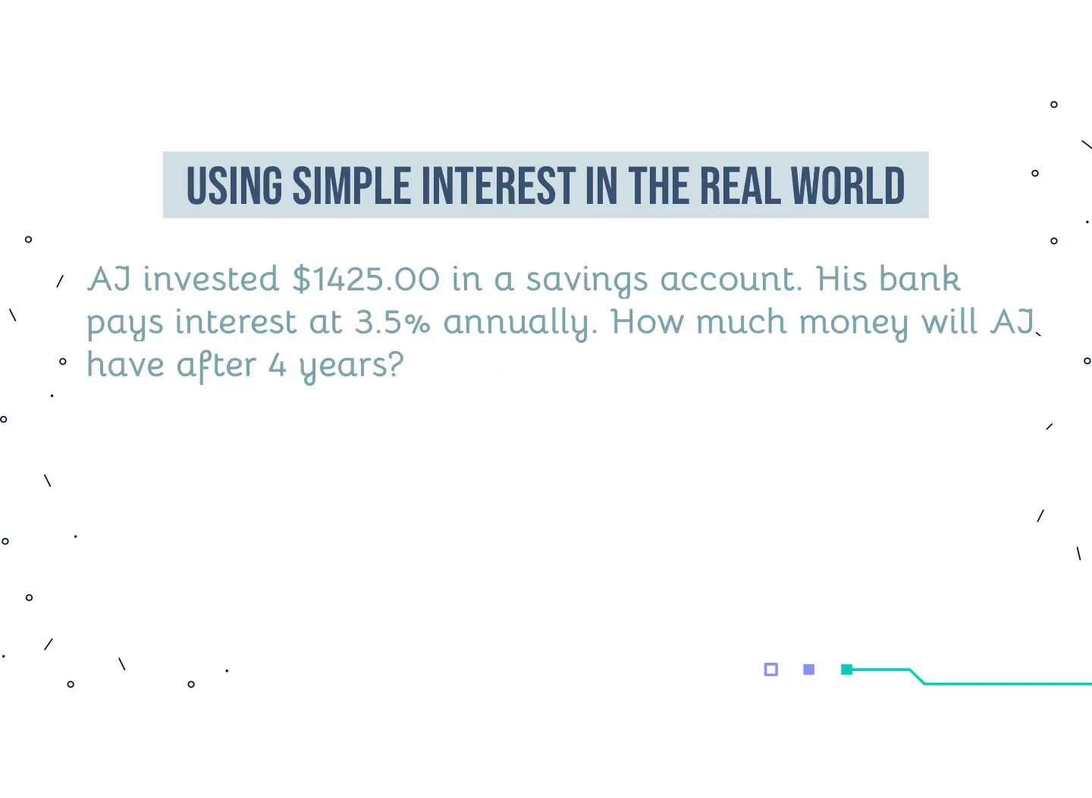Okay, so for this problem, we're going to use simple interest to find out how much money AJ is going to have. AJ invested $1,425 into a savings account that pays simple interest. They pay the interest at 3.5% annually. That's every single solitary year. How much money is AJ going to have after 4 years?